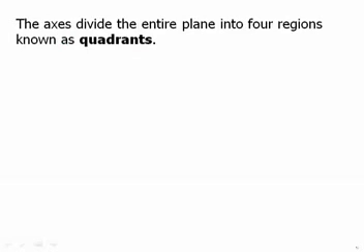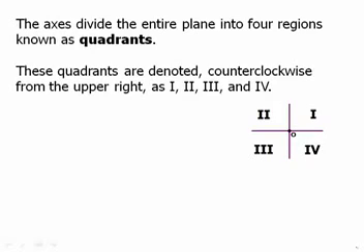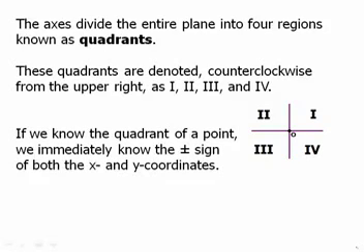The axes divide the entire plane into 4 regions known as quadrants. These quadrants are denoted clockwise from the upper right as 1, 2, 3, and 4, and they're almost always denoted with 4 Roman numerals like this. If we know the quadrant of a point, we immediately know the positive or negative sign of both the x-coordinate and the y-coordinate.